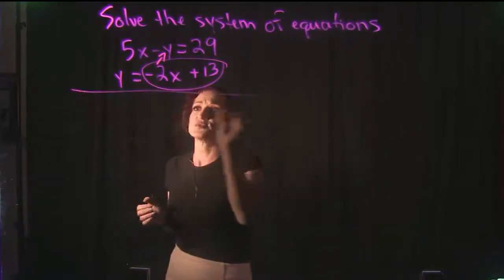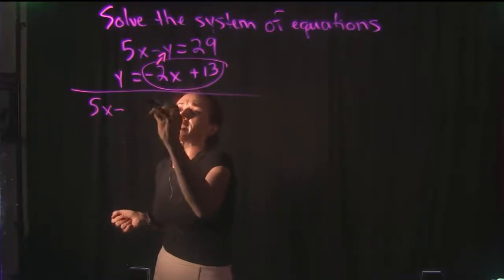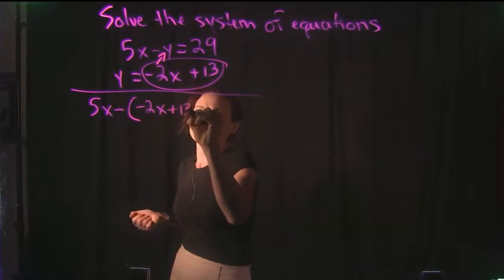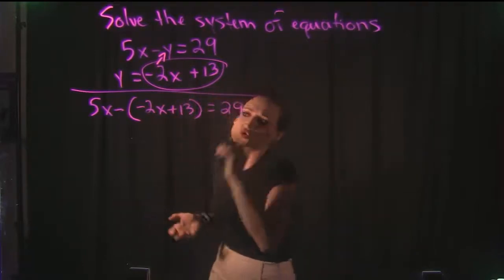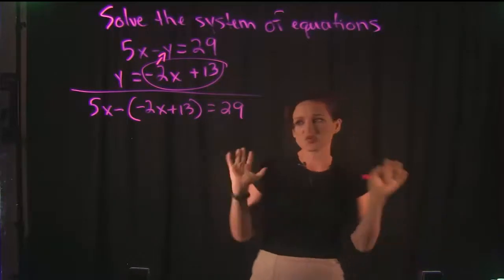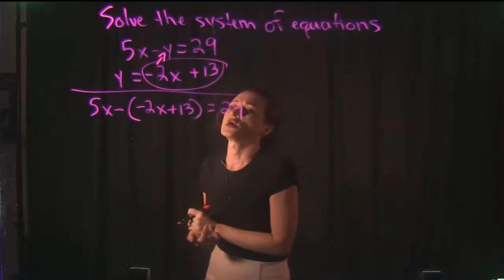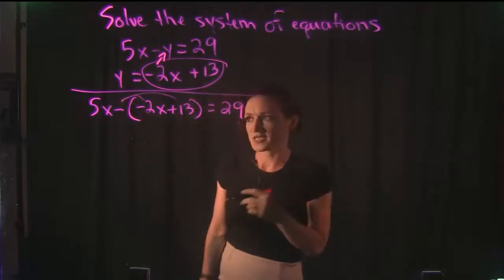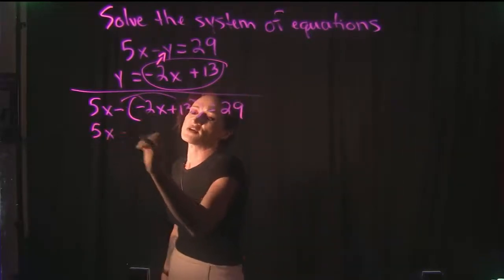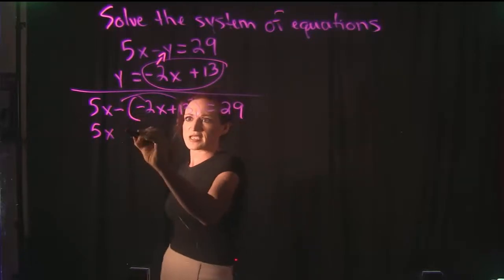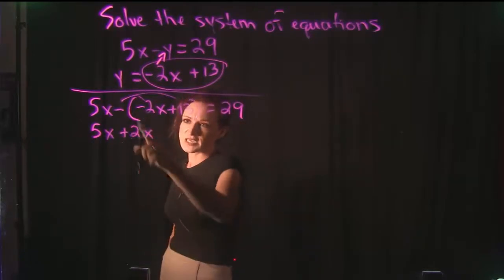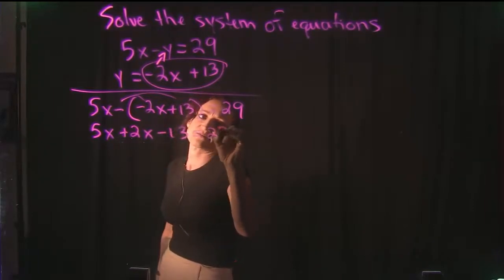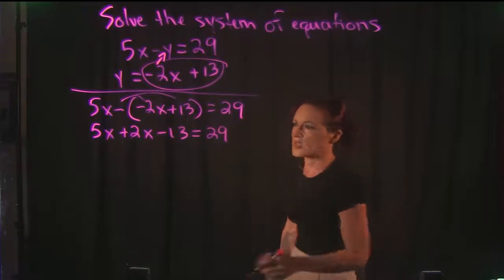So that's what we're going to do here. We're going to take 5x minus y, but instead of y, we're plugging in negative 2x plus 13, and then that's going to equal 29. And what we're going to do is solve this equation for x. So solving this equation, the first thing we need to do is distribute that minus sign on the outside of the parentheses. So let's drop down 5x. A negative times a negative is a positive 2x, and a negative times this positive 13 is a minus 13. And that's going to equal 29.